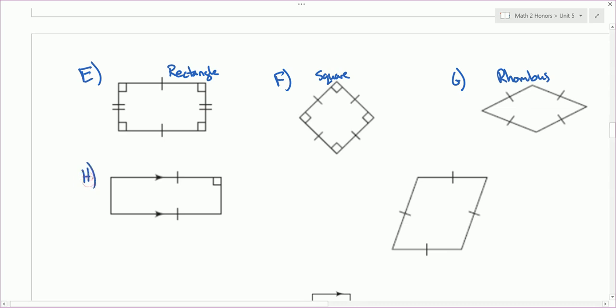On H, here we have a few things happening. Okay, so the top and bottom sides are parallel, and they're the same length. And there's a right angle here. Okay, well, if you have parallel lines, and so here's my parallel lines, and here's your transversal, same side interior angles add up to 180 degrees, so that means this is 90 degrees. Let's see what else we can get from this.